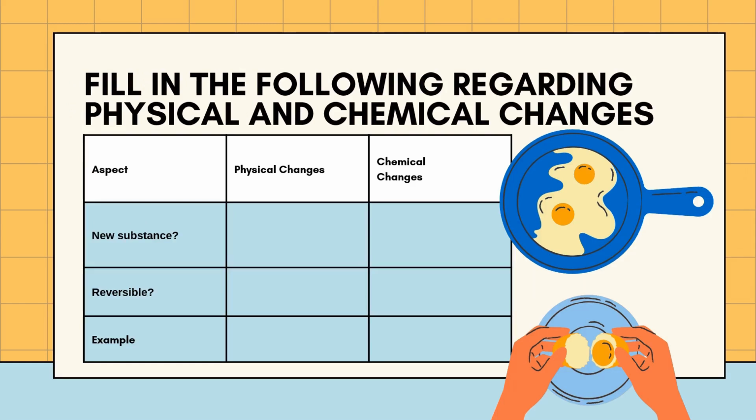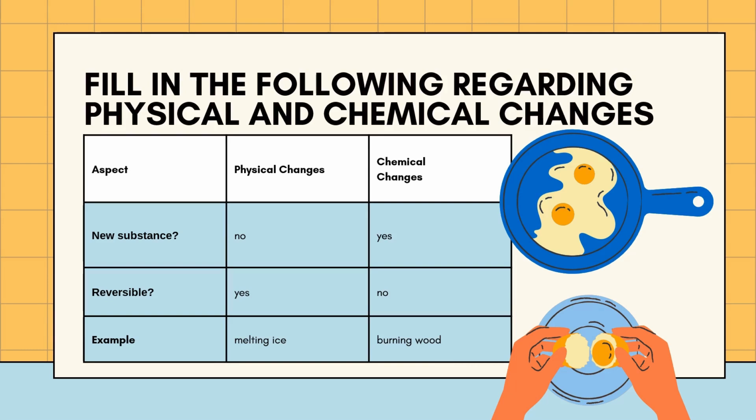Now, there's an activity for you. Fill in the following regarding physical and chemical changes. You have to tell in which a new substance is formed, which is reversible, and any example of physical change or a chemical change. Think, write down your answer, and then check whether you were right or wrong. Pause the video.